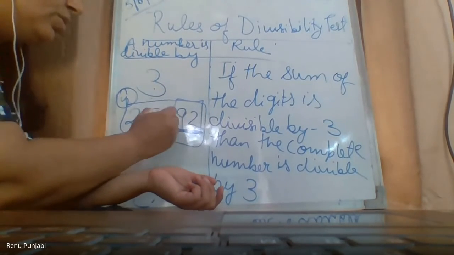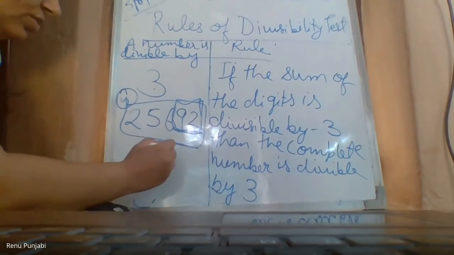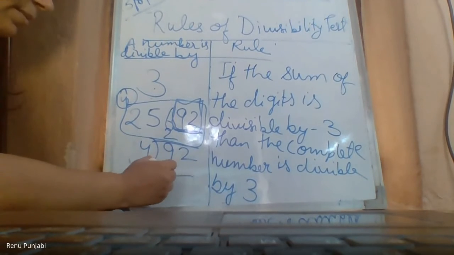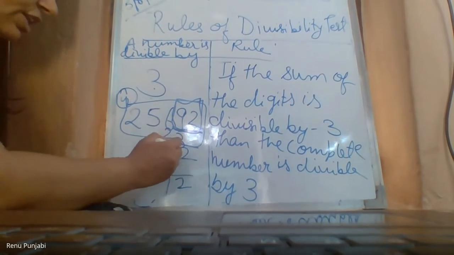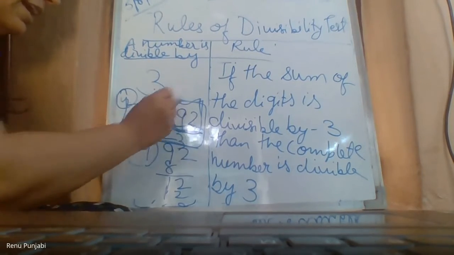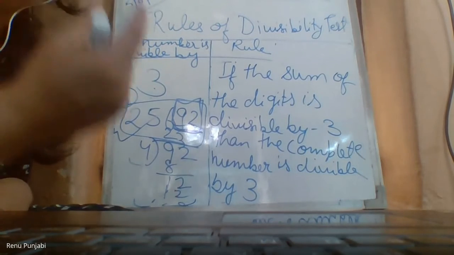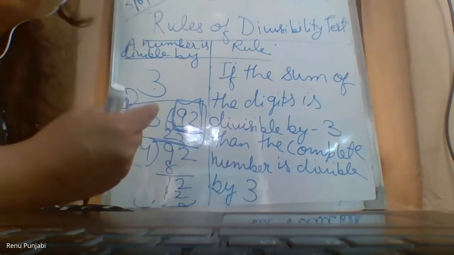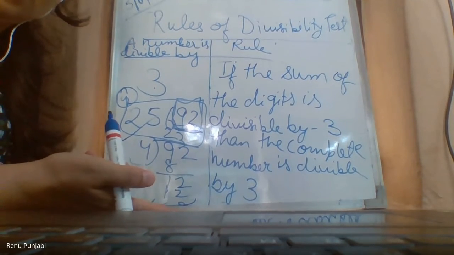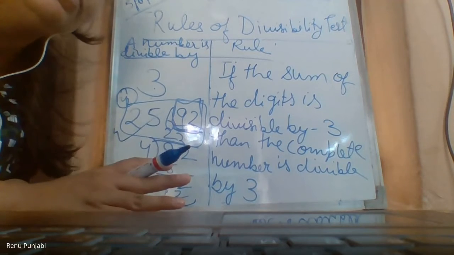Is 92 completely divisible by 4? So we can check 92 is divisible or not. 4 twos are 8. 1 will come down. 2 will come. 4 threes are 12. So it is completely divisible. So we can say the entire number is completely divisible by 4. Just divide the last 2 digits by 4 and check whether the number is divisible or not. If those 2 digits are divisible by 4, the complete number is divisible by 4.